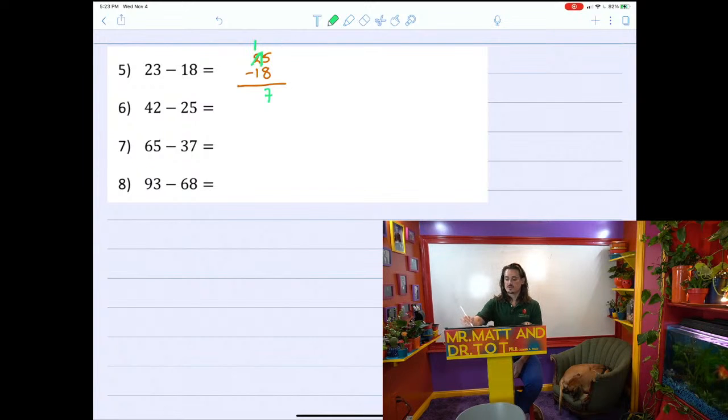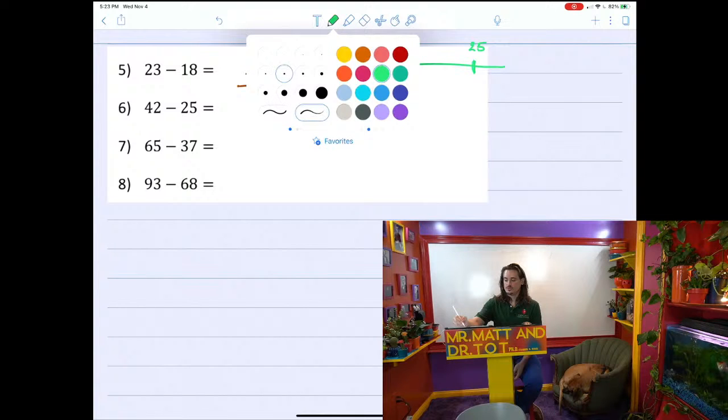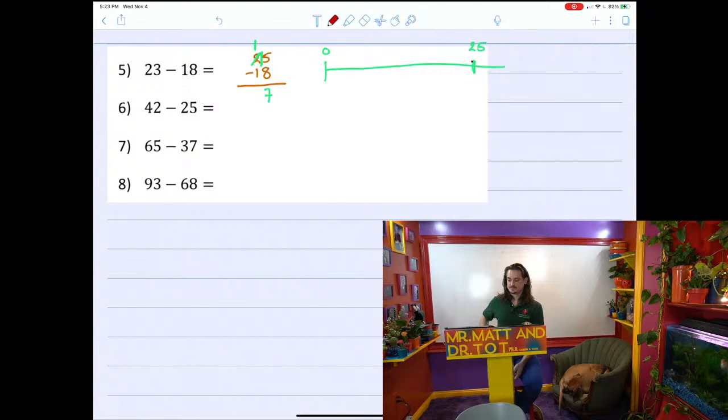If you think about it on a number line, if you start at 0, if you go up to 25, and if you take away 7, you'll end at 18. Okay, so I'm going to give you 3 minutes. Please look at 6, 7, and 8.